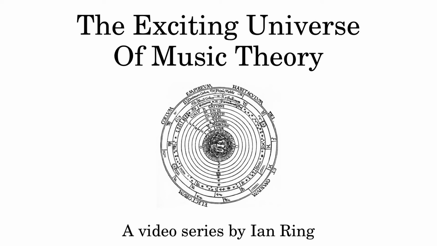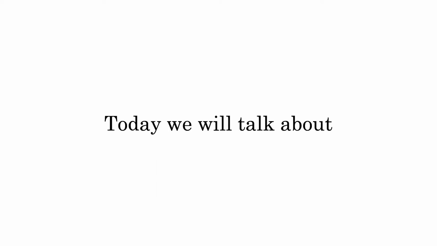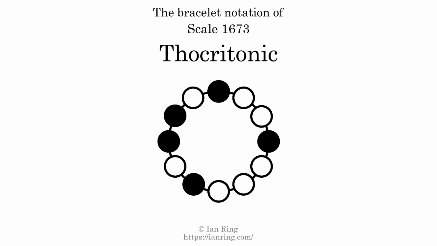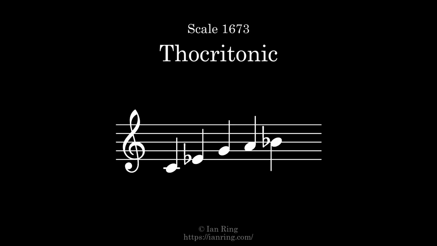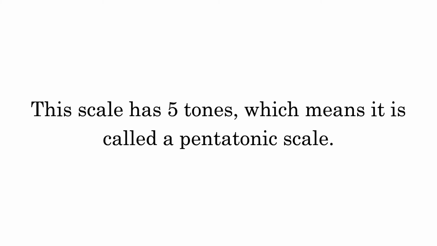Welcome to the exciting universe of music theory. Are you ready to learn? Then let's begin. Today we will talk about Scale 1673, Thocritonic, which sounds like this. This scale has 5 tones, which means it is called a pentatonic scale.